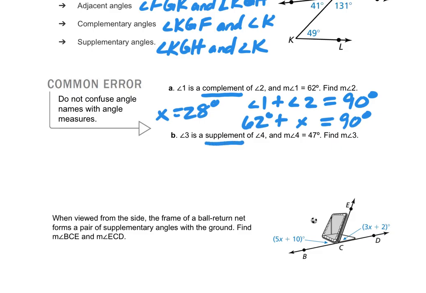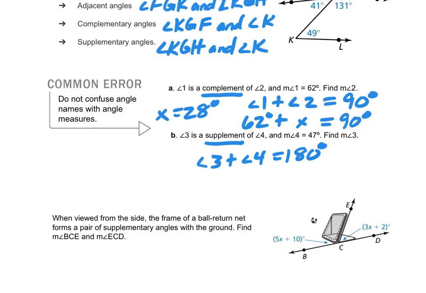Okay, same thing here. Just break down the word. Supplement, what does it look like? Well, it looks like supplementary, right? The one we talked about on the previous page. Supplementary means they do what? The two angles add up to be 180. So in this case, we would say angle 3 plus angle 4 add up to equal 180.